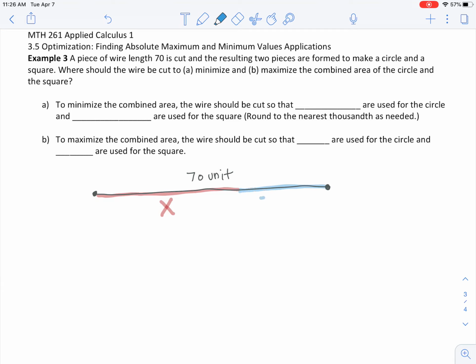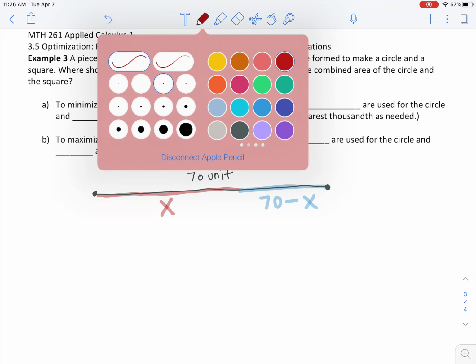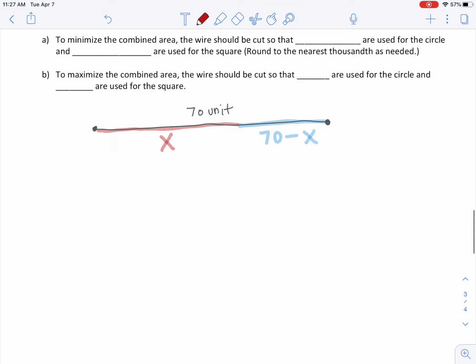So I'll just say that much is X. I'm cutting X much right there. And let me call the other piece this much. If I take away X from 70 units, how much do I have? That will be 70 minus X, wouldn't you think? Well, if you add them together, X plus 70 minus X, then you will get right back to 70. So that's how we're cutting it.